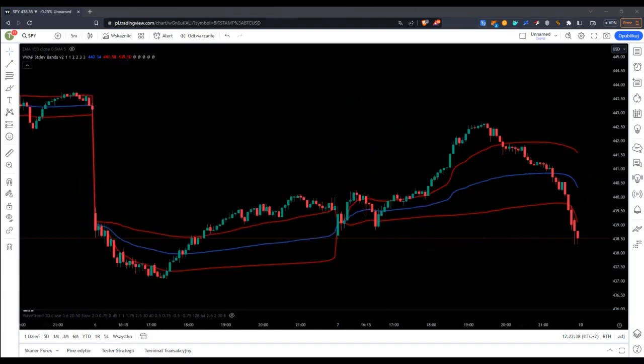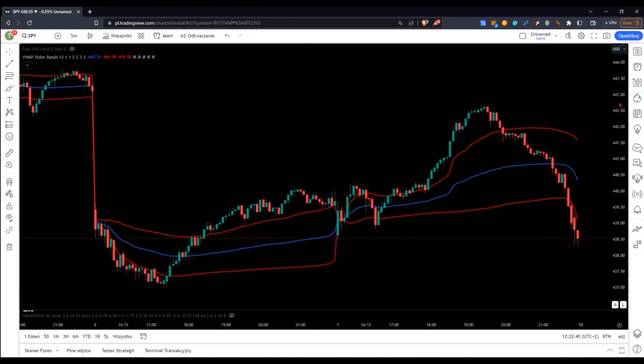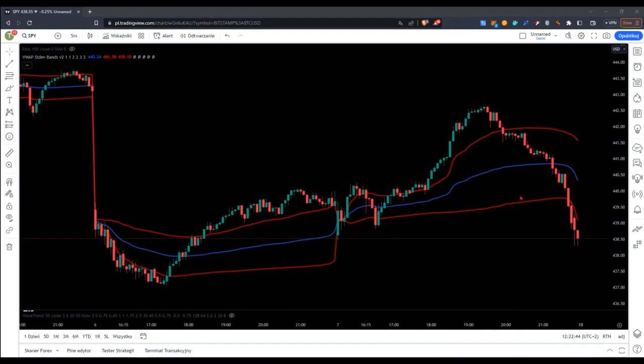Okay, so I added to the chart the one standard deviation VWAP band. The blue line represents the VWAP, and the red lines are the upper and lower bands of the one standard deviation. For the purpose of the trading strategy, later we are going to add two standard deviations as well.